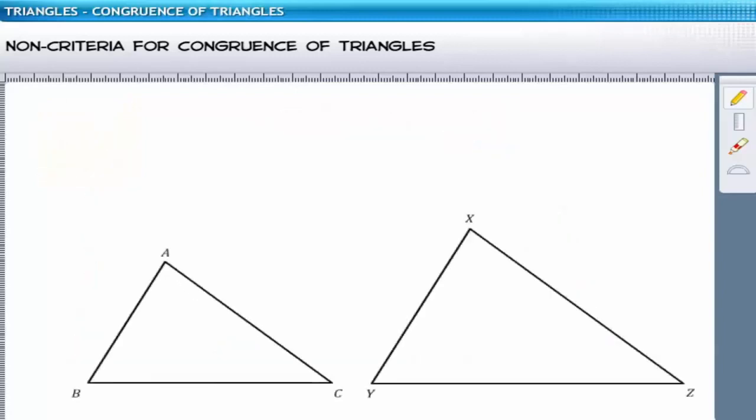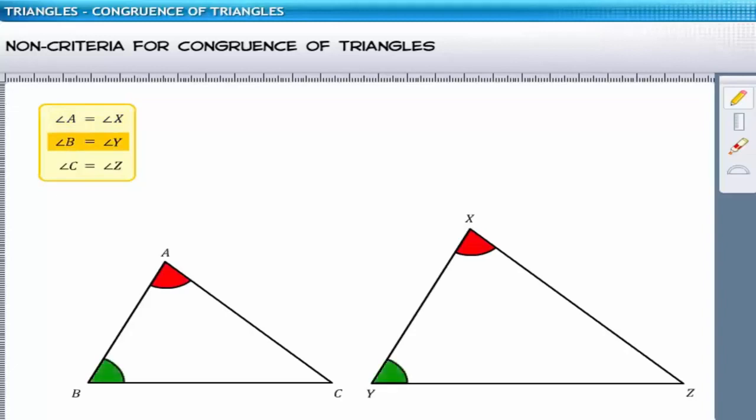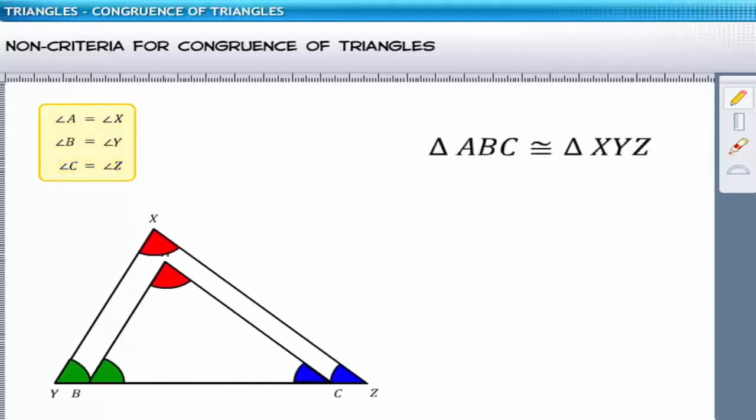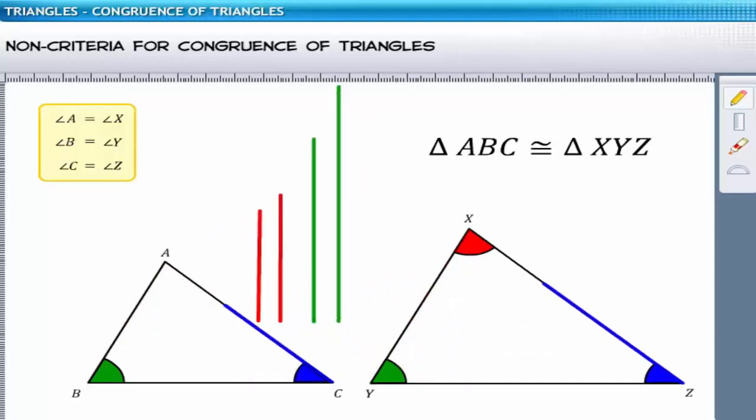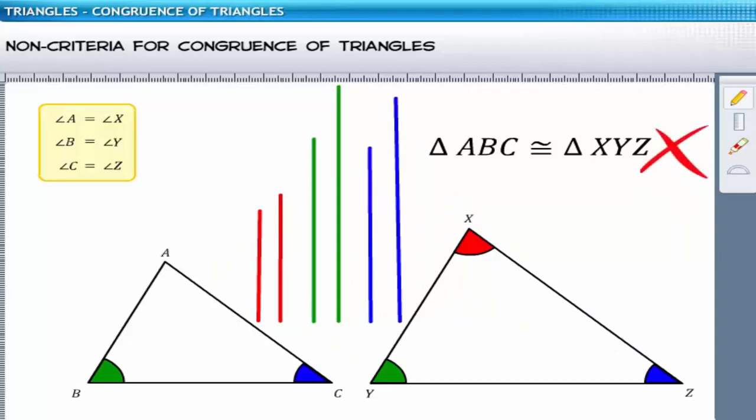Now, let's take an example to examine the AAA criteria. Let's look at the triangles. In these, the corresponding angles are equal. Here, the sides of one triangle are not equal to the sides of the other triangle. Therefore, these triangles are not congruent.